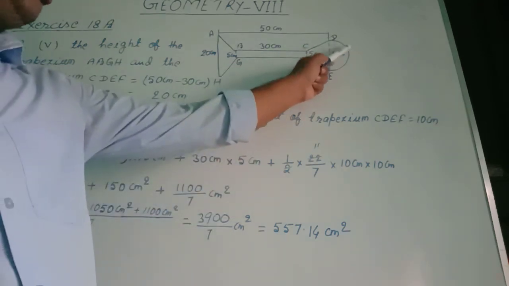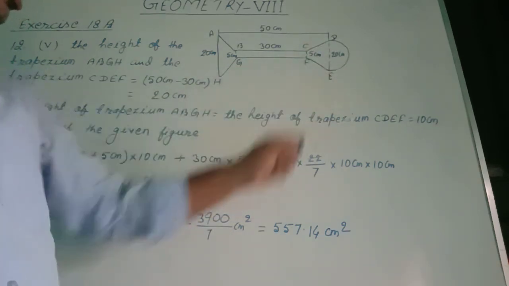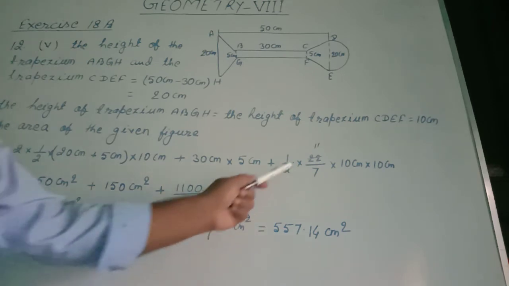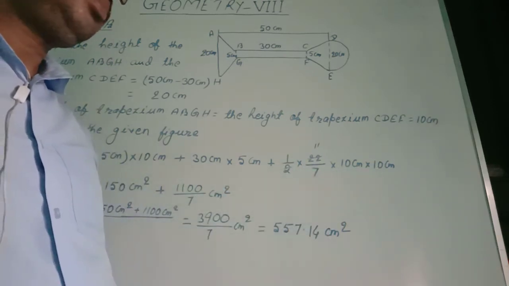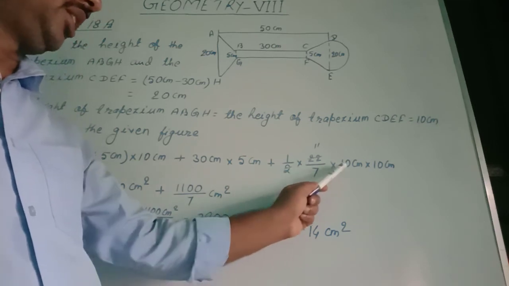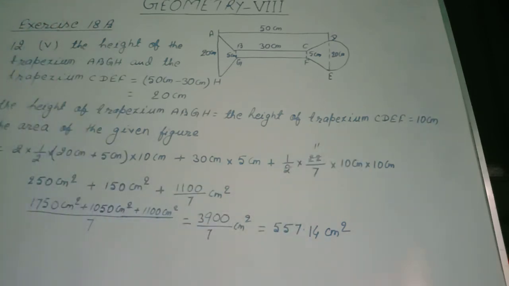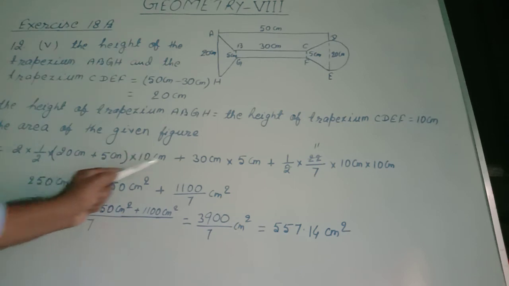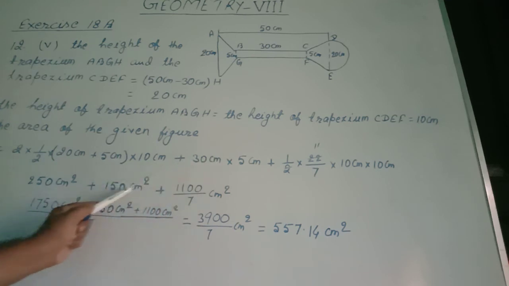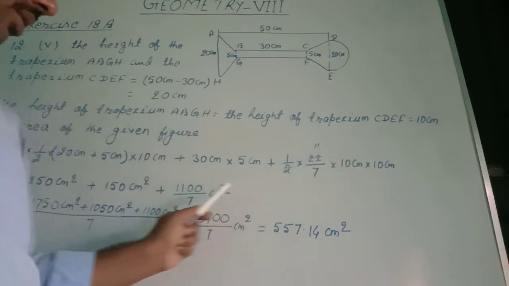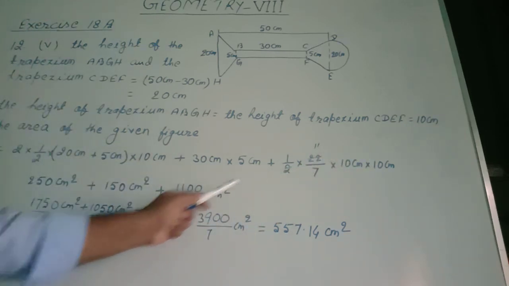And we are seeing here is one semicircle with radius 10 cm. So area of that semicircle I wrote 1 by 2 pi r square. The value of pi is 22 by 7 and radius is 10 cm. So 1 by 2 into 22 by 7 into 10 cm into 10 cm. And after that I calculated it. These two cancel, 20 plus 5, 25, 25 into 10, 250 cm square. 30 cm into 5 cm equal to 150 cm square. 11 into 10 into 10, that is 1100 by 7 cm square.